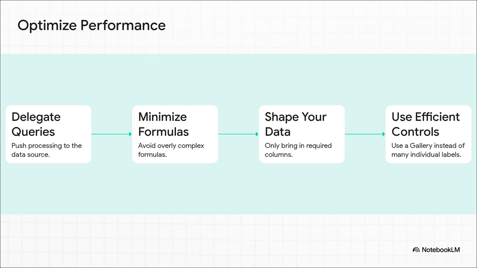When they ask about performance, you need a game plan. Here it is. 1. Delegate everything you possibly can. Let the data source do the work. 2. Keep your formulas simple. Don't overcomplicate things. 3. Shape your data. If you only need 3 columns from a table that has 30, only ask for those 3. And 4. Use the right tools for the job. A single gallery is way more efficient than trying to manage hundreds of individual text boxes. It's all about reducing the workload on the app itself.